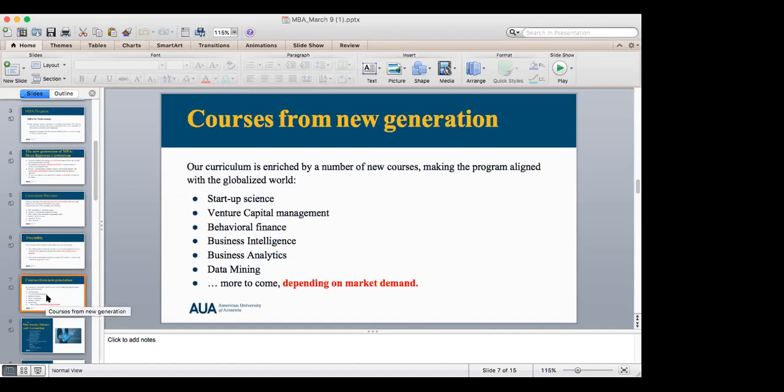Okay, what I would like to highlight from the selection of the new generation courses, constantly the curriculum is being updated. So we do have courses which are being developed and offered to students based on, as I mentioned, market demand, new trends, and what the students can utilize upon their graduation to apply to their workplace. As such, we have offered in the past behavioral finance, new venture, startup science, venture capital management, business analytics, data mining, etc. Some of these courses, such as business intelligence, business analytics, and data mining, for instance, are the new bundle for our business analytics concentration. So we have an identical course with an identical concentration.